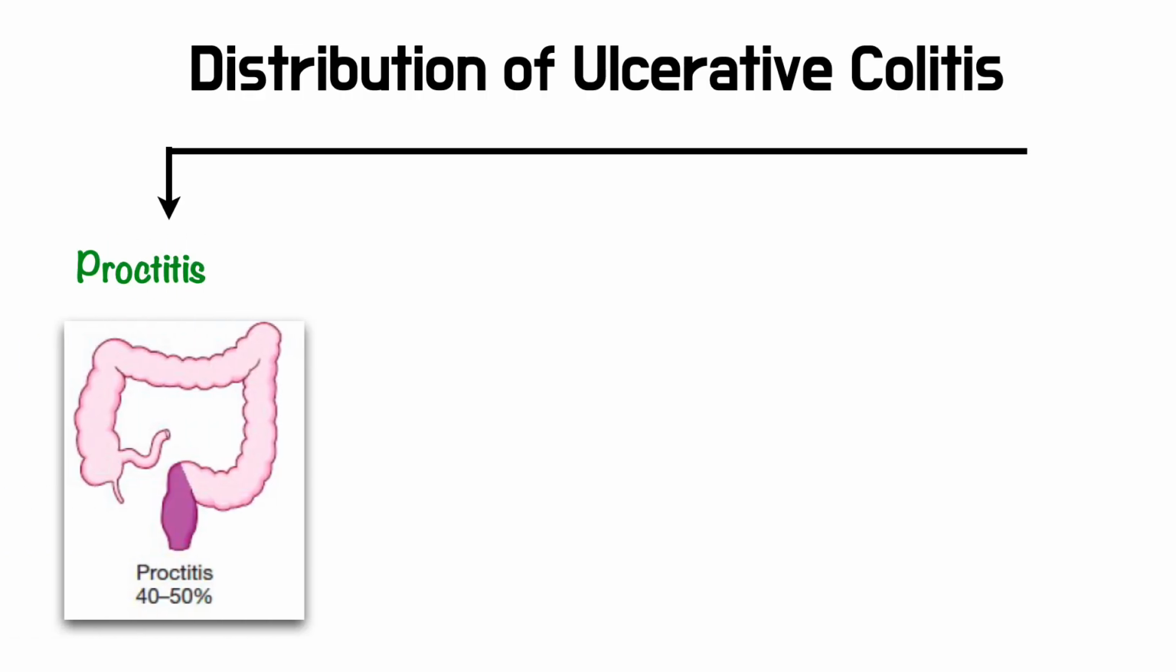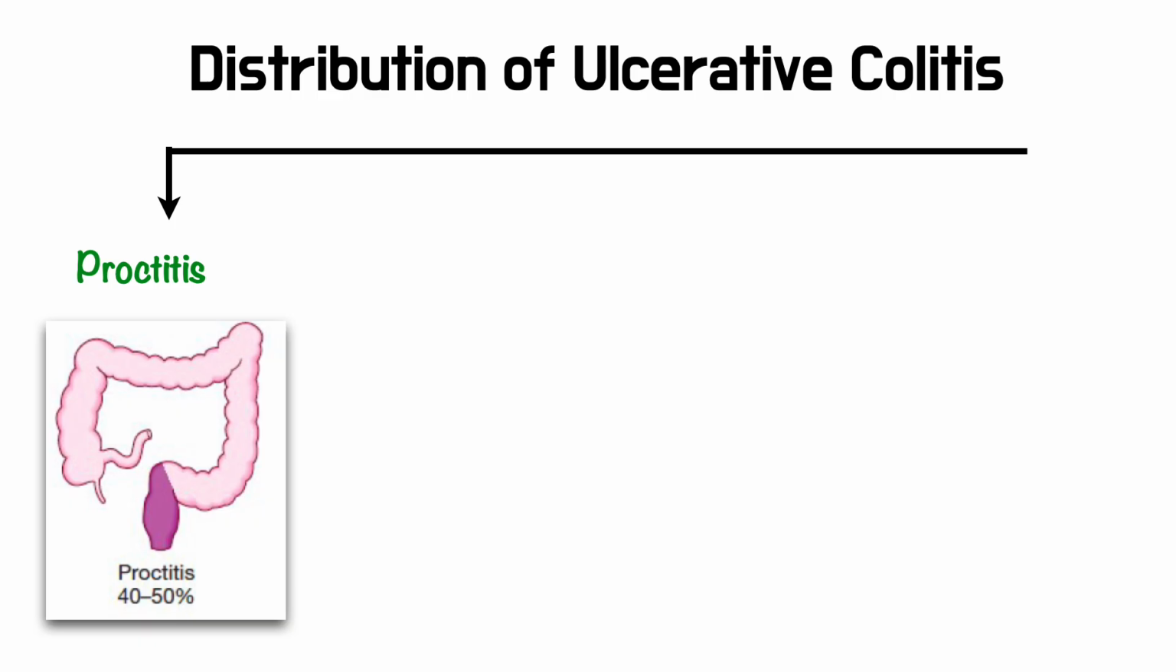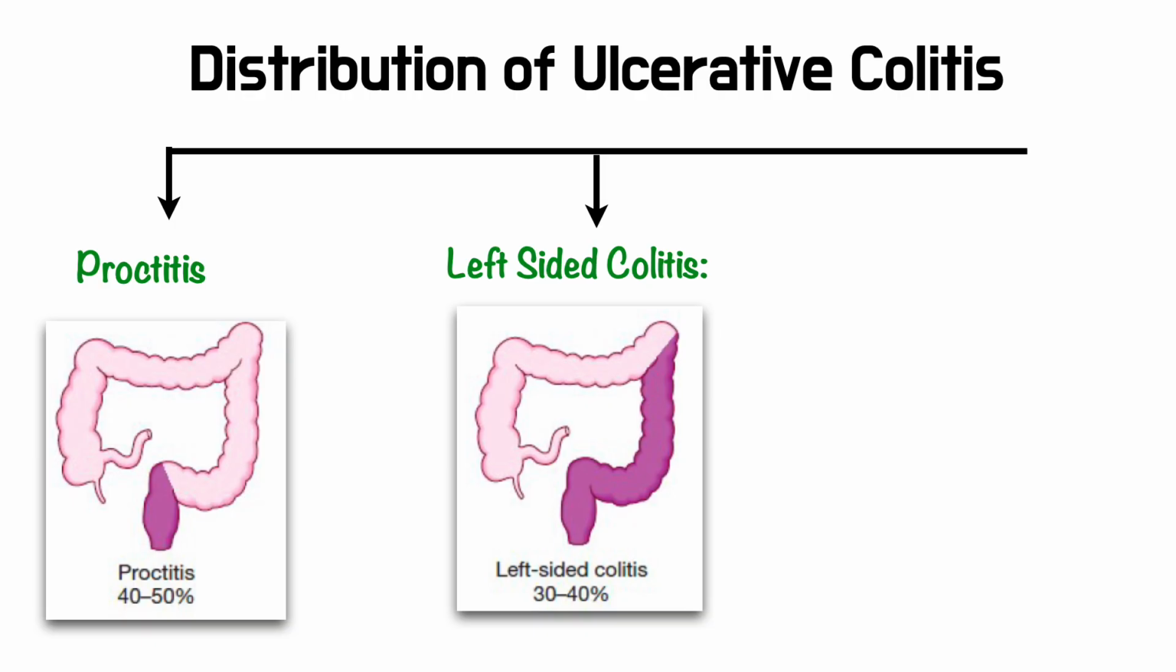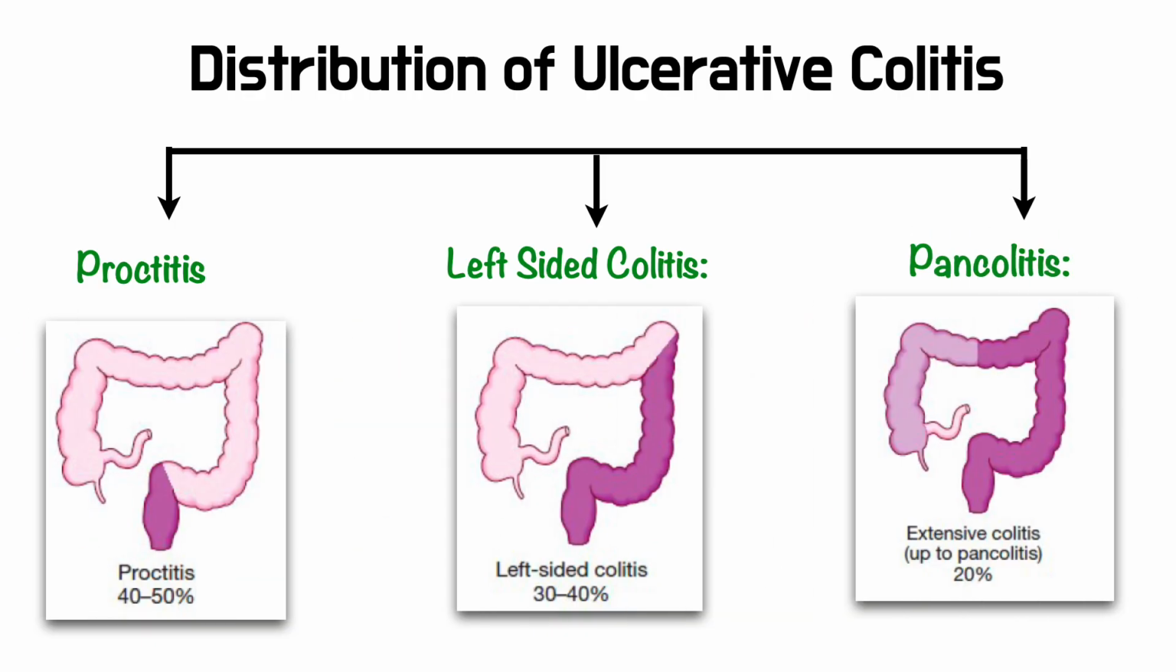One of them is proctitis, which is exclusively in the rectum region, in 30 to 50% of cases. Then there is left-sided colitis, where you can see the left descending colon involved. And then another one, the most severe one, is extensive colitis or pancolitis, in up to 20% of the cases.